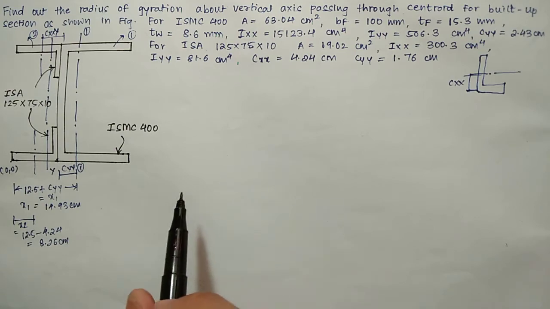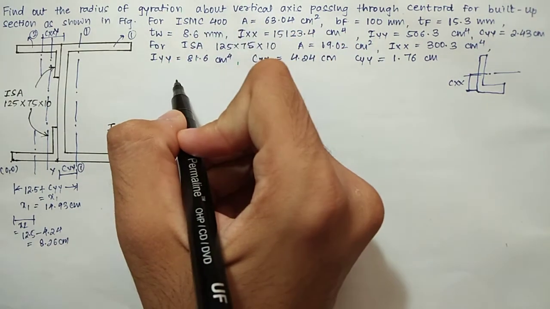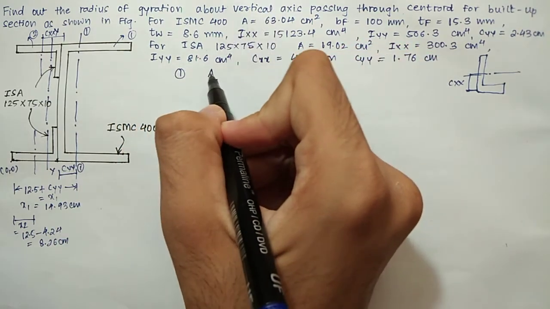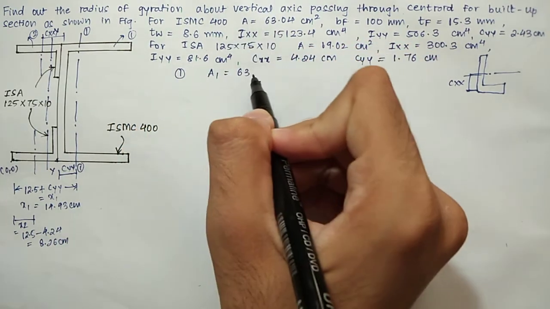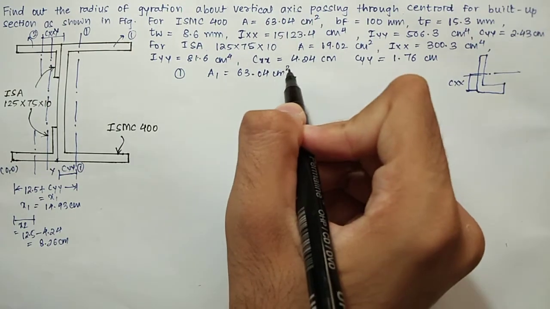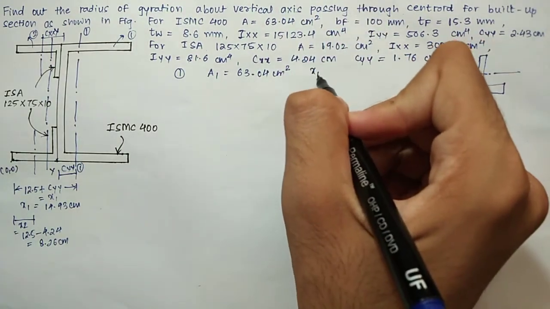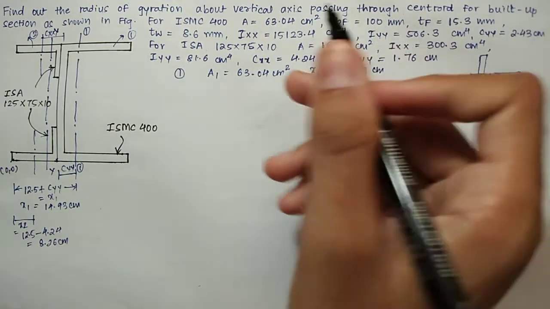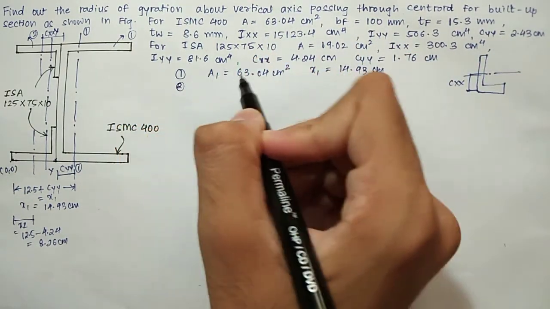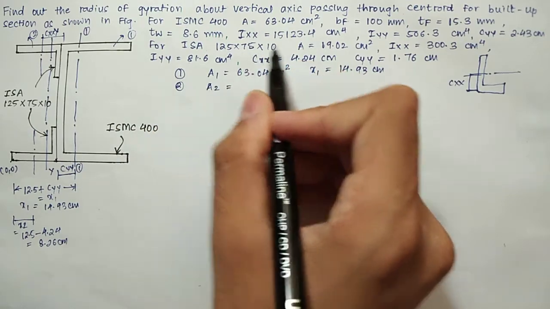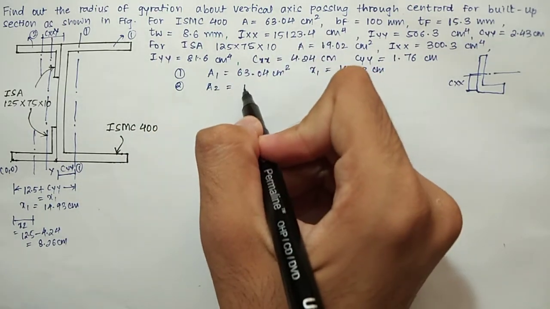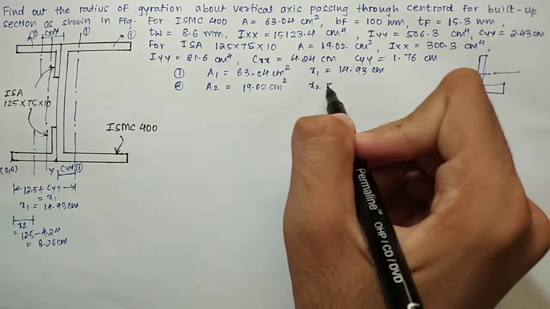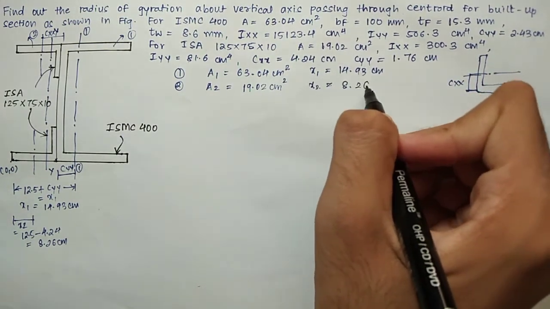Now let us write down the values for easy calculation. So for 1, A1 has been mentioned as 63.04 centimeter square, and the x1 that we have determined is 14.93 centimeter. Similarly, for figure 2, the value of A2 is 19.02 centimeter square, and the value of x2 that we have determined is 8.26 centimeter.